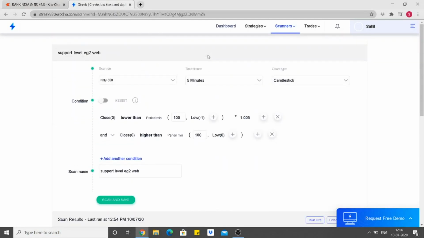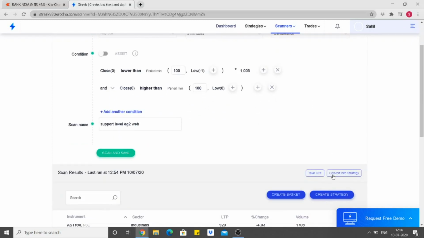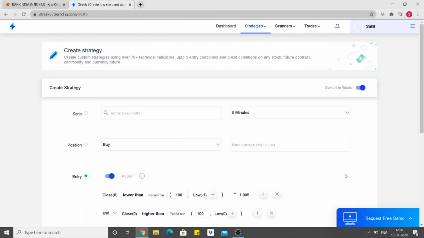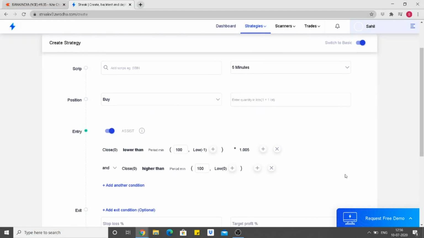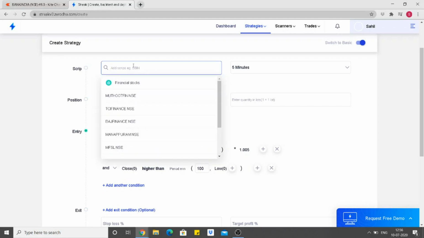In the beginning, I told you that I will be showing you a small demonstration of Create Plus. That is the new feature that has been launched by us. So at the click of just one single button right here, which says convert into strategy, I'm going to convert my scanner into a strategy, right? So this is the create strategies page where the conditions are already input for us. We just have to fill in all the other criteria. So I have a basket of financial stocks that I will be choosing.